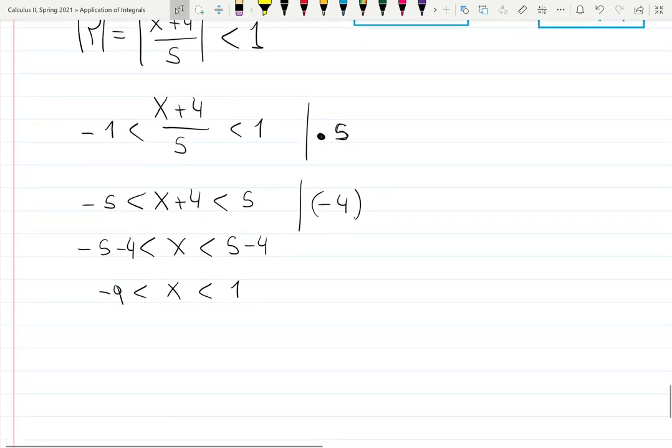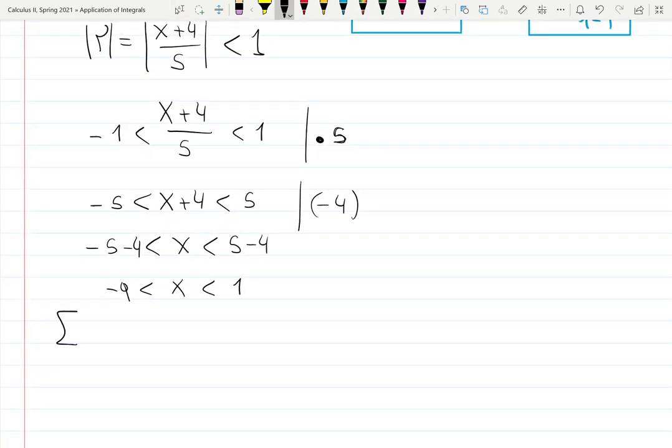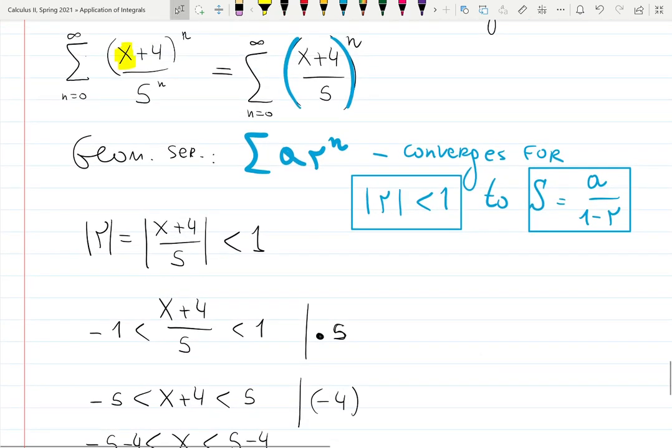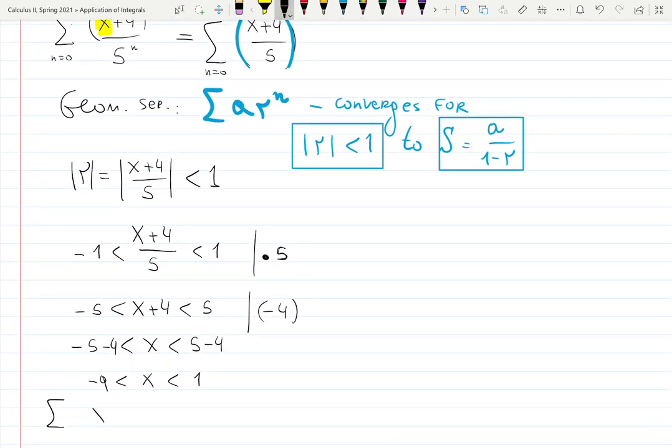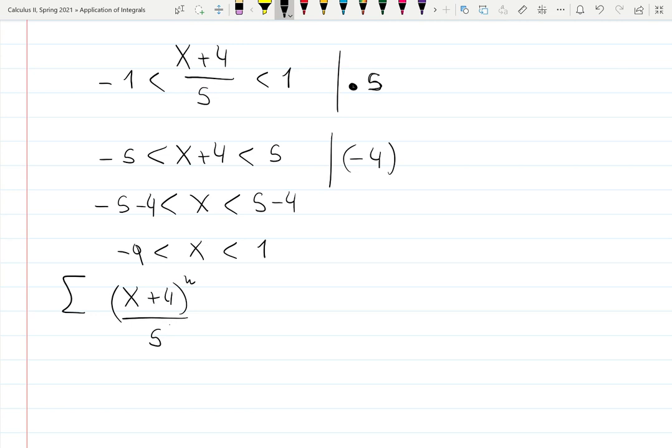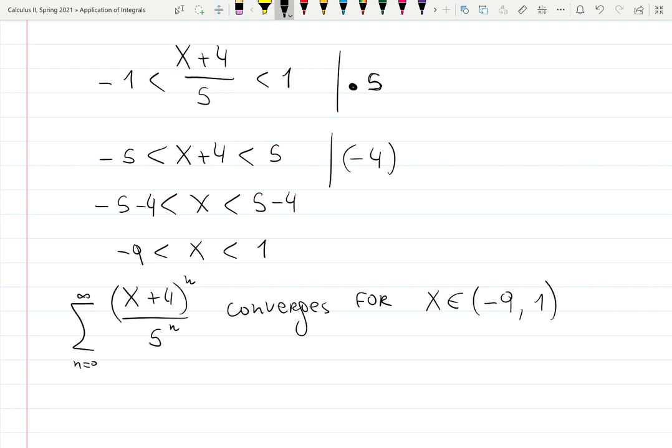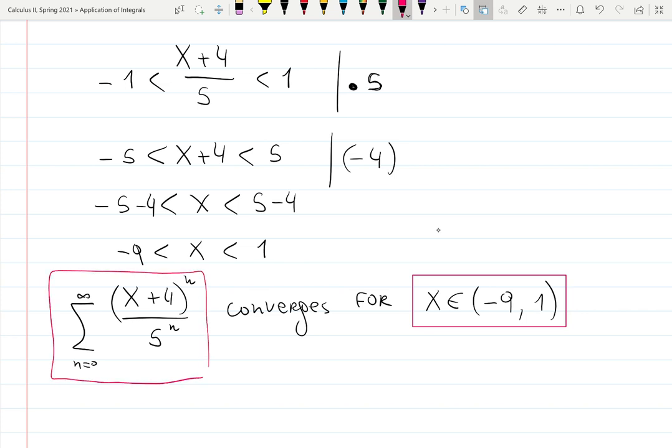That means for this x, the original series, (x plus 4) to the n over 5 to the n, this series from 0 to infinity, converges for inputs x between minus 9 and 1, based on the information we know about geometric series. And that's kind of all.